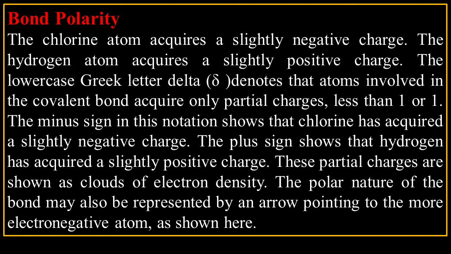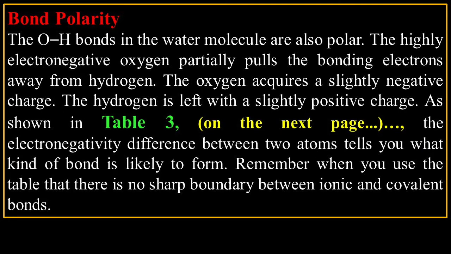These partial charges are shown as clouds of electron density. The polar nature of the bond may also be represented by an arrow pointing to the more electronegative atom, as shown here. The OH bonds in the water molecule are also polar. The highly electronegative oxygen partially pulls the bonding electrons away from hydrogen. The oxygen acquires a slightly negative charge. The hydrogen is left with a slightly positive charge, as shown in Table 3 on the next page.